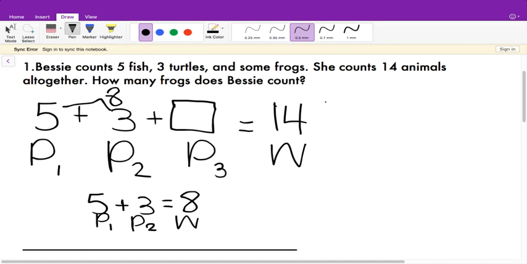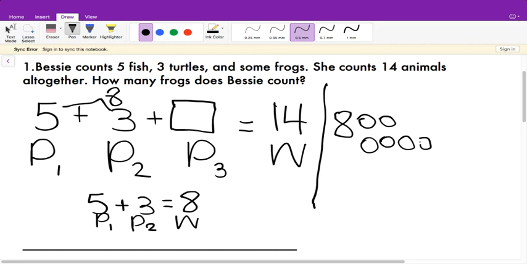So now I can draw my picture to solve my problem. 8, and I'm counting up to 14. So 8's 9, 10, 11, 12, 13, 14. Okay, I can double check. 8, 9, 10, 11, 12, 13, 14. I have enough circles. Then I can count them to find my answer, which is 2 plus 4. So my answer is 6.